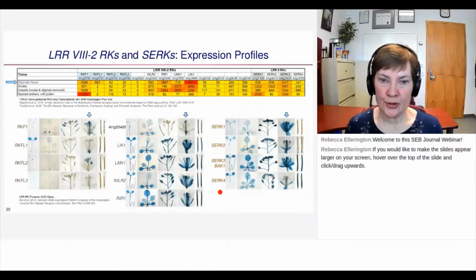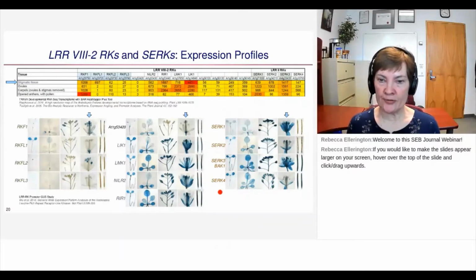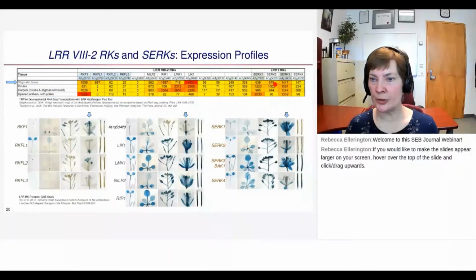In terms of studying their function, we want to first make sure that they really are expressed where we want them to be, which is in the stigma. This is a heat map from the TRAVA data set showing that RKF1 and RKFL1 do show good expression in the stigma, as well as Circ1 and Circ3. You can see that they're expressed in other tissues as well.